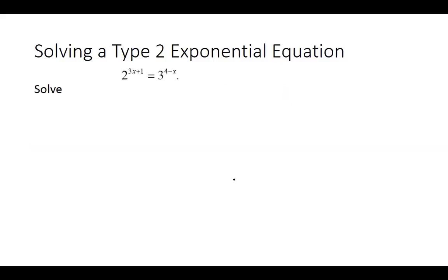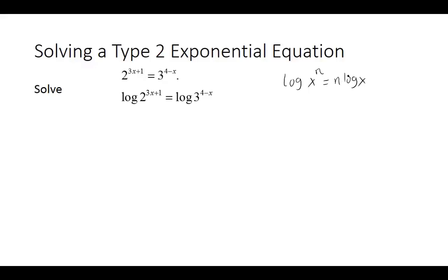This example here also is the type where we cannot make the base the same. We have 2 on the left-hand side and 3 on the right-hand side. We cannot make 2 equal to 3. So in this example, you would take a log of both sides. And when you do that, again, we're going to use that power rule. If I have log of x to the power of n, that is the same as n log of x.